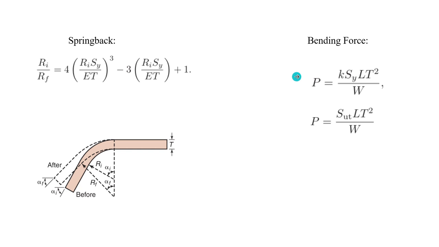K is a constant based on the die shape. S is the yield strength. L and T are the length and thickness of the sheet. And we also use the die opening width. And to calculate springback, B, we use the initial radius and final radius.